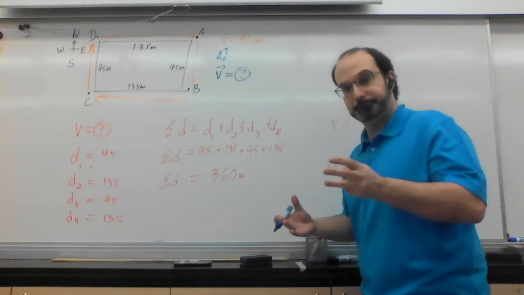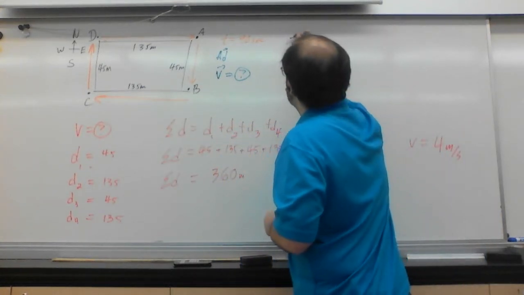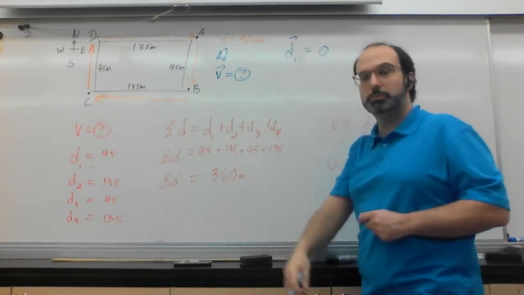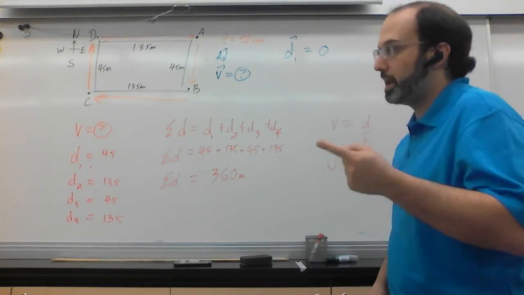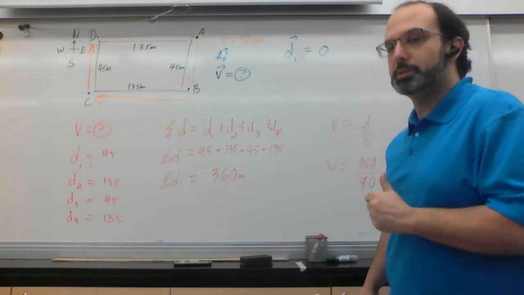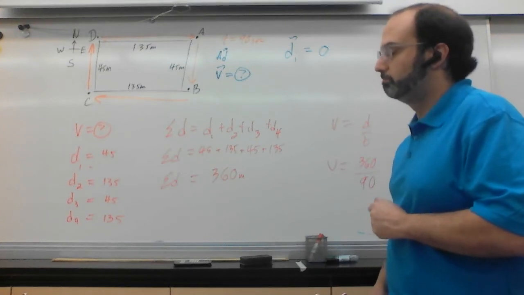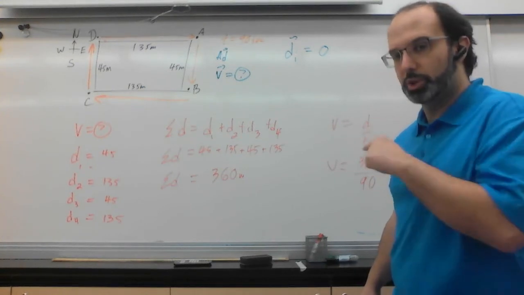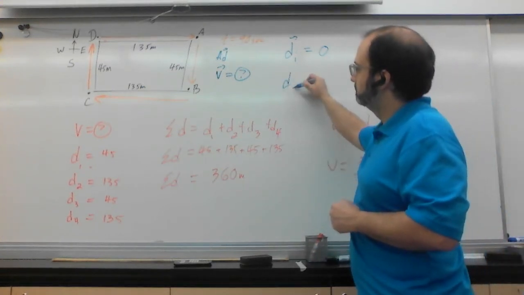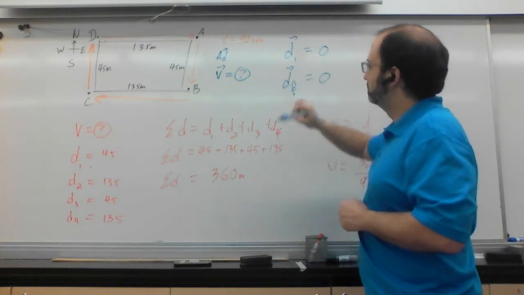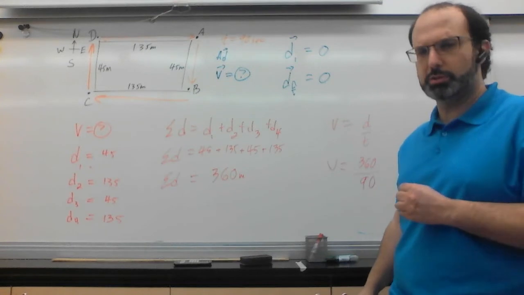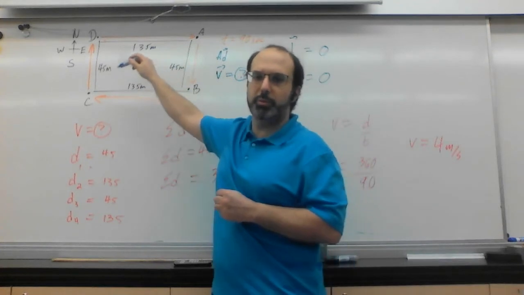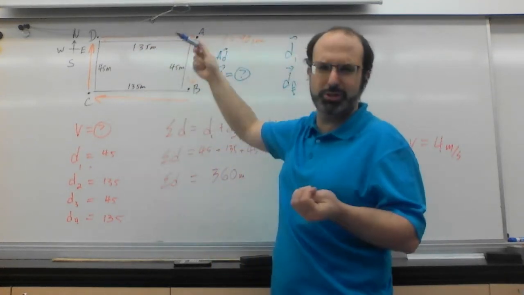Where did I start? Okay, our initial position was, well, it was 0, right? We started at A. Okay, great. What's our final position? It's also 0. Wait, what? What do you mean it's also 0? Well, we went all the way around the block. We started here, then we went down, then we went over, then we went up, then we went over again. We're back where we started.